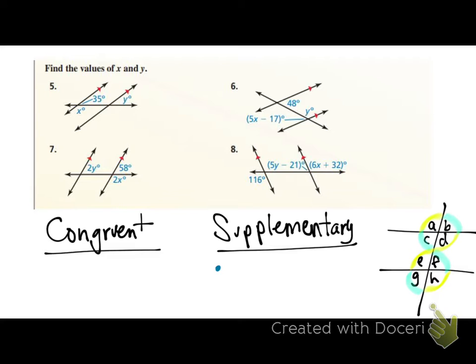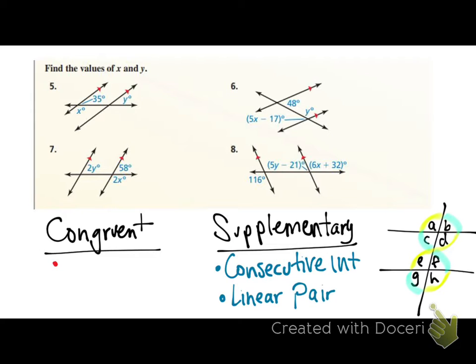I'm just saying, we learned 6 relationships, right? Consecutive what? Interior. So go ahead and write that down. Consecutive interior are supplementary. What is another relationship that is supplementary? Linear pair. Are there any others that are supplementary? No. 2 are supplementary, the rest of them are congruent.